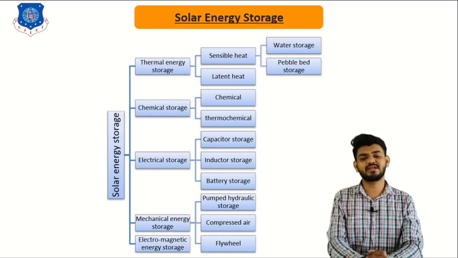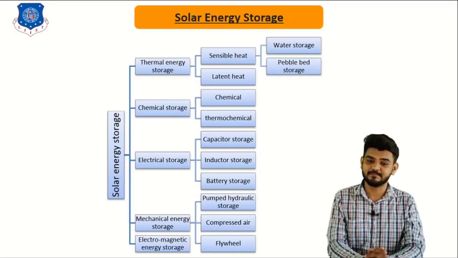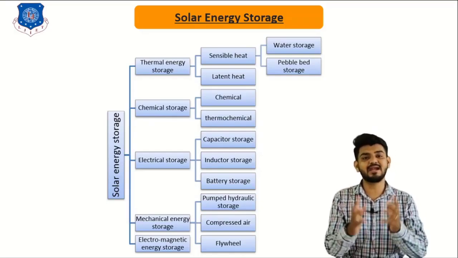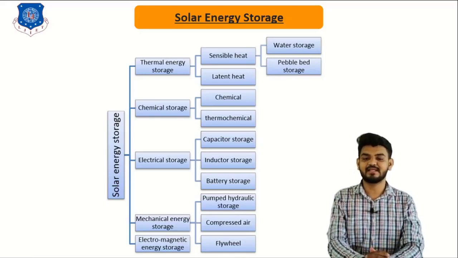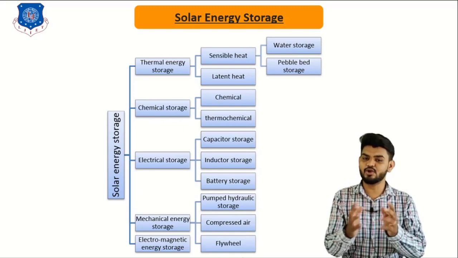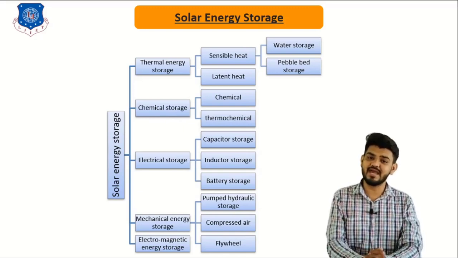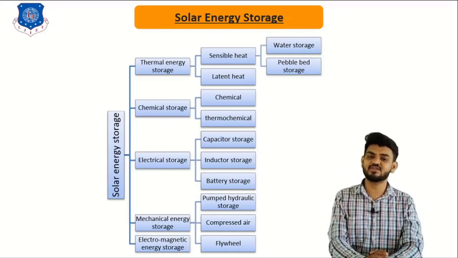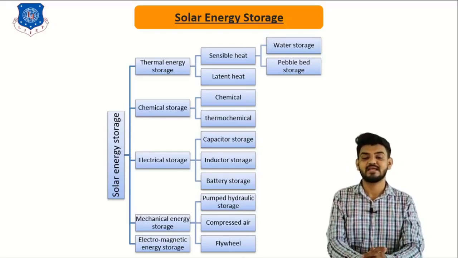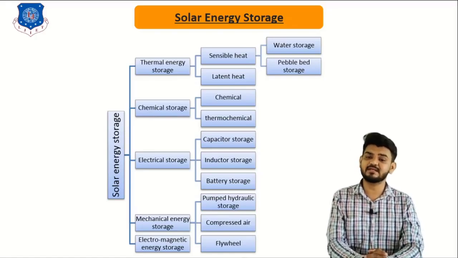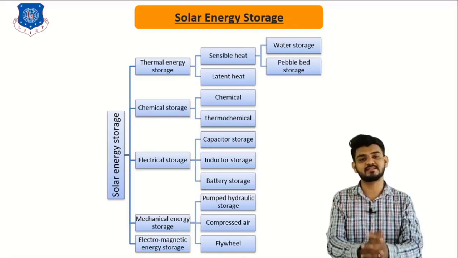The next storage device is electrical storage, that includes capacitor, inductor and battery storage. Then we have mechanical energy storage as pumped hydraulic storage, compressed air and flywheel. Lastly, we can store this solar energy as electromagnetic energy. So this was the complete classification of solar energy storage.